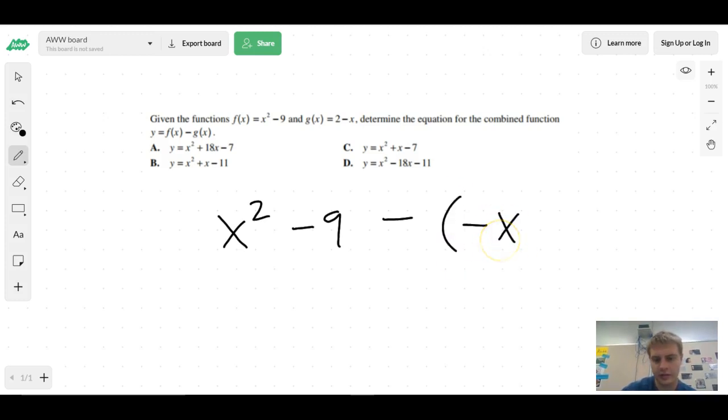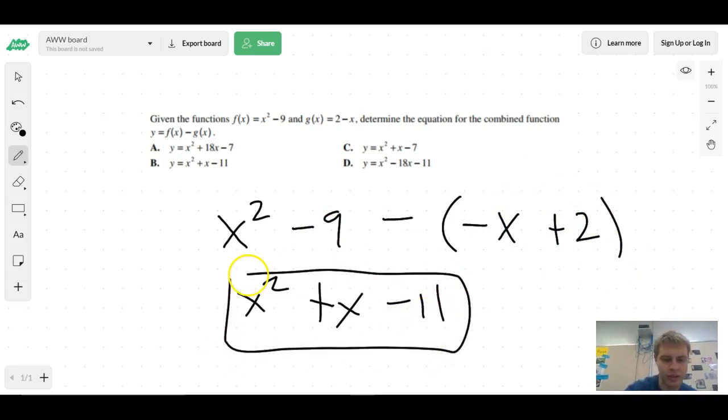Negative x plus 2. When we subtract these things, I have no x squared to minus with over here, so that'd just be x squared. Well, if you minus a negative number, you're going to get a positive number. And then negative 9 minus 2 would give us negative 11. So B would be our final answer for this case.